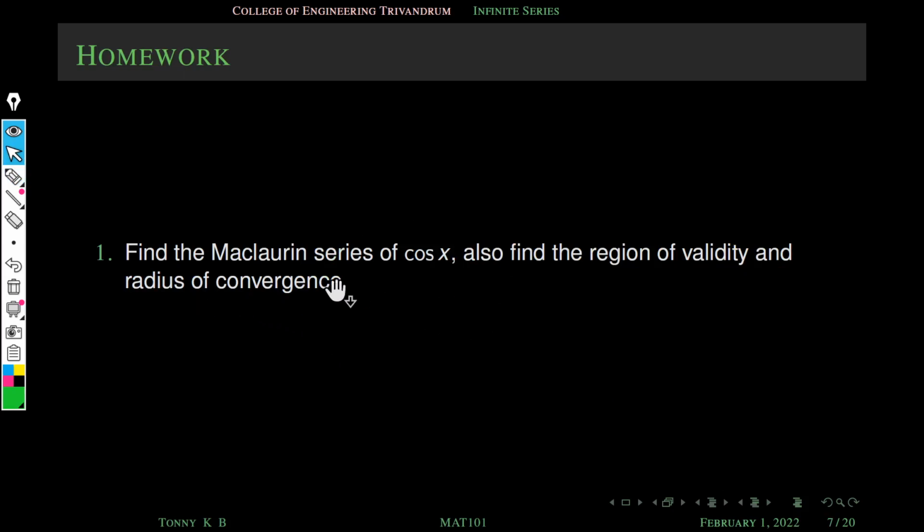Okay, this is your homework. We have to find the Maclaurin series of cos x. Also, we have to find the region of validity and radius of convergence. Okay, thank you.